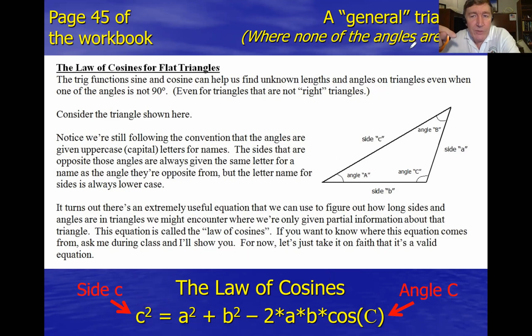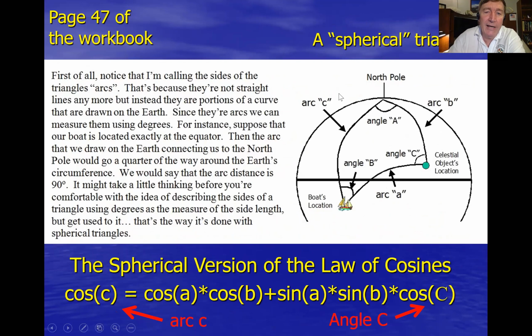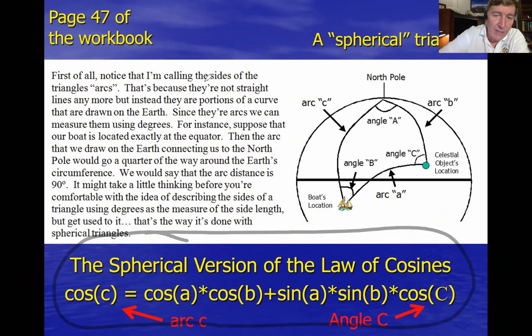Now this works great for triangles that are drawn on flat pieces of paper, but that's not what we have. We have triangles that are drawn on a globe. And so when the triangle gets drawn on the globe, that complicates things a little bit. So now what we have is what's called the spherical version of the law of cosines. So it's a more complicated, more scary looking equation, but it does exactly the same thing that we did before.